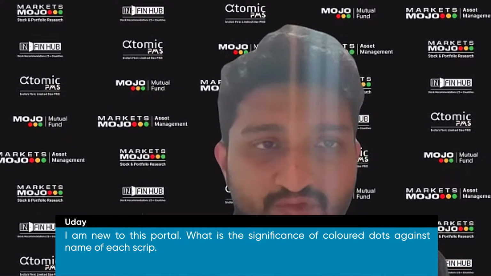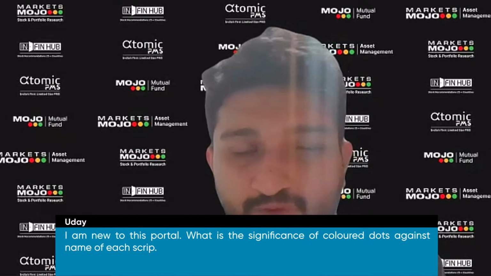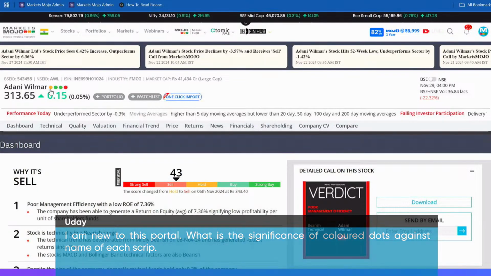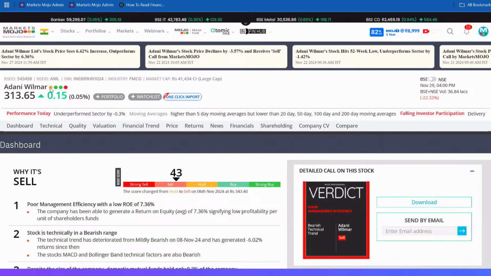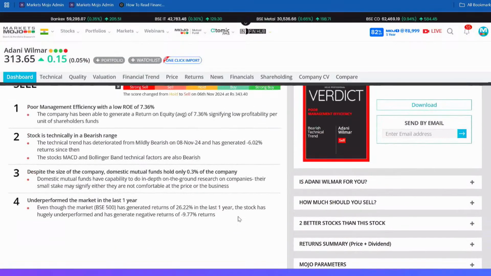The colored dots, if you can see over here, are nothing but our four Mojo dots, which are the base of the analysis when it comes to score. Namely quality, which is the yellow dot over here, valuation of the stock at its current price, the financial trend, and the technicals. We've put them across every stock name so that you can look at the stock and figure it out.